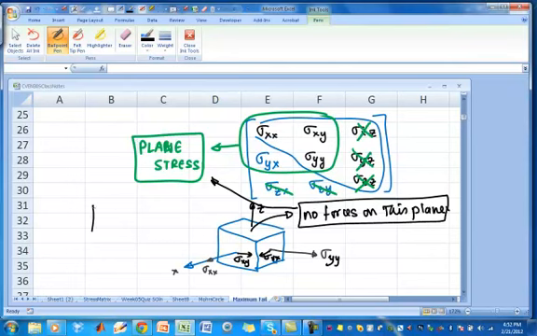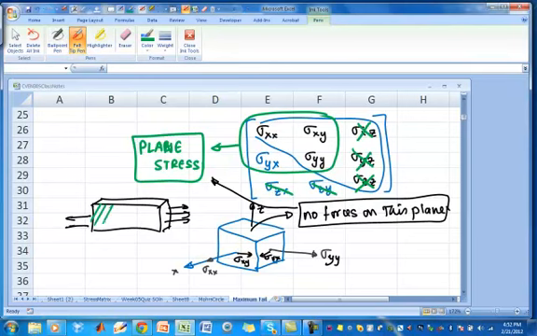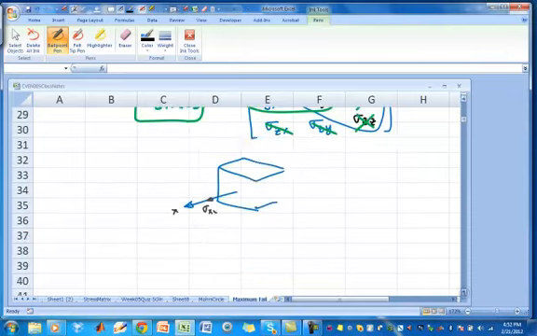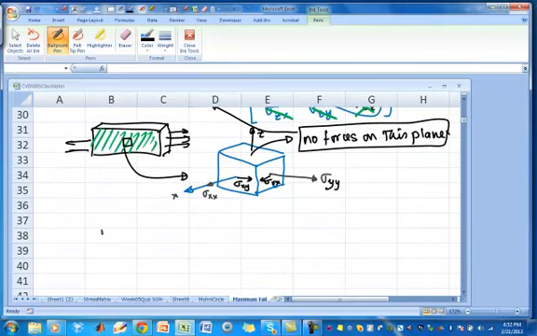For example, if I am taking our usual plate of steel or something like that and I am pulling it, can you see there's one face on which there is no force? That's this face, right? I'm not applying any forces to this face. So if I take a small piece of material here, it will be like this. And in fact, that's what we are talking about. So let's define plane stress: no forces on one plane.